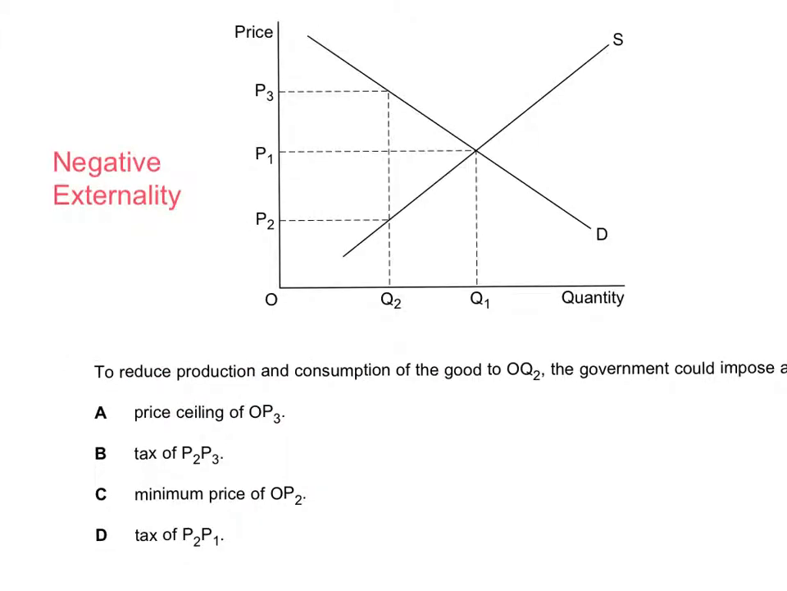24 is another market failure. So when negative externalities are being produced, we're going to get a shift to the left of the cost curve. So in order to deal with that, the government's going to impose a tax, and the tax is the vertical distance between the two supply curves at that level of output. So therefore the answer is B.